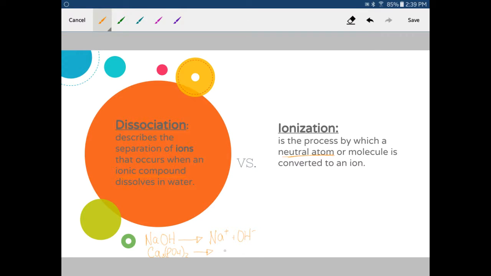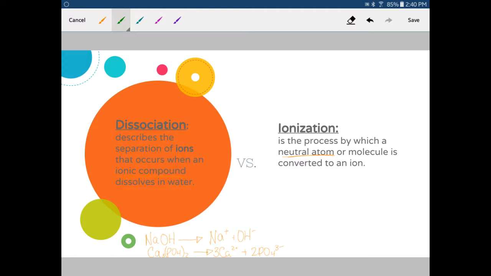This dissociates into calcium, 2 positive, and I have 3 of them. I can't forget how many I have. And I have 2 phosphates. So these are my dissociation equations.